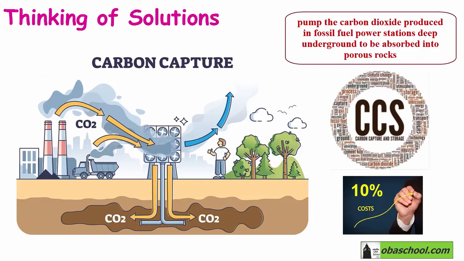So electricity is produced by burning fossil fuels, and this will release carbon dioxide into the atmosphere. One possible solution is to pump the carbon dioxide produced underground to be absorbed into porous rocks, so to be locked again in these rocks. This is called carbon capture and storage. However, one problem is that this will increase the cost of producing electricity by about 10%.